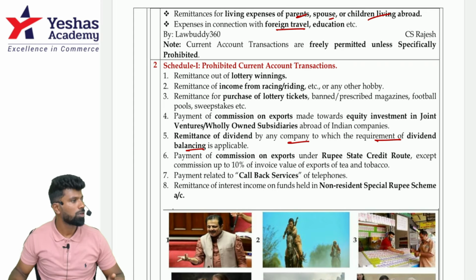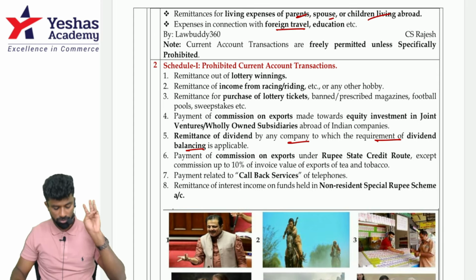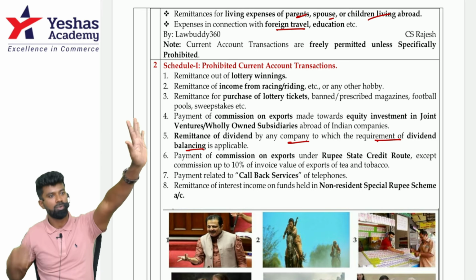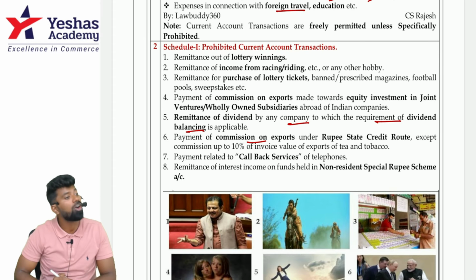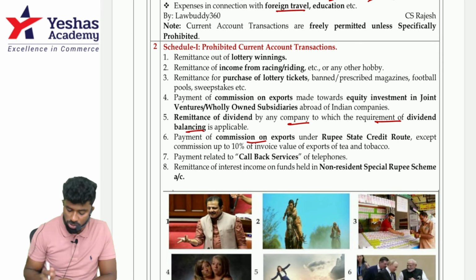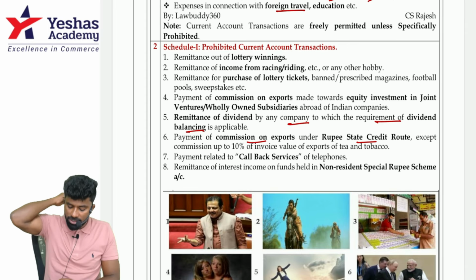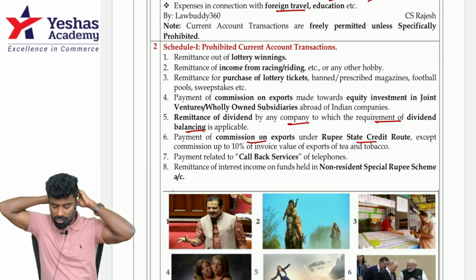Yes or no? Understood? Which transaction is that? Fifth transaction. Next one, the sixth one: payment of commission on exports under the Rupee State Credit Route, the RSCR route.